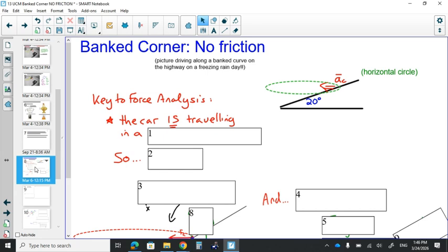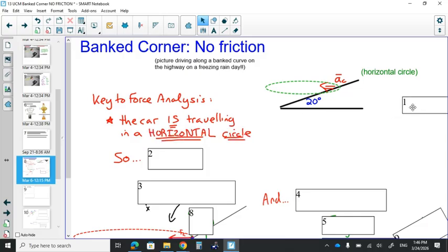Now there's a trick with these that I sometimes fall into as well, so I'm going to try and make sure to emphasize it here. The trick to analyzing this is to recognize that we're defining this as horizontal uniform circular motion, which means your up and down is not changing, right? So the car is traveling in a horizontal circle.